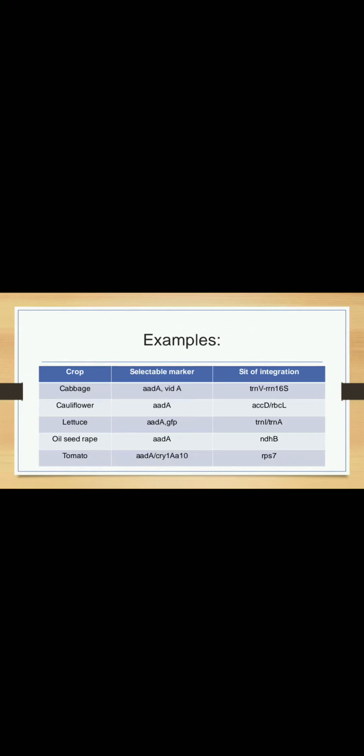By using genetic engineering in the chloroplast, we have unique advantages, like a high level of transgene expression. Why do we have high level of transgene expression? Because the copy number of the genome in the chloroplast is very high. So we are able to insert multiple genes, and multigene engineering is applied there.